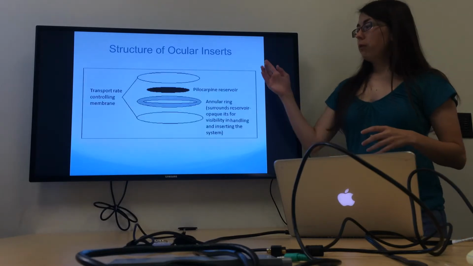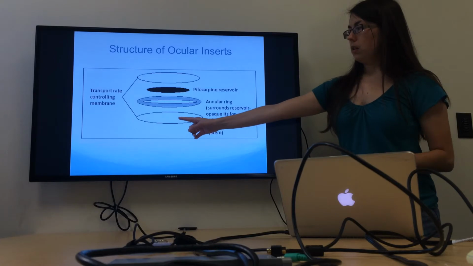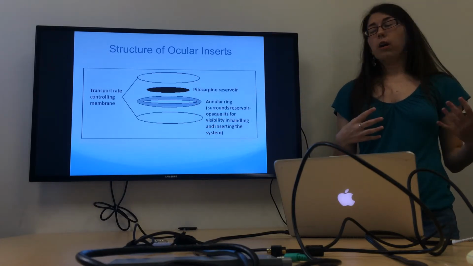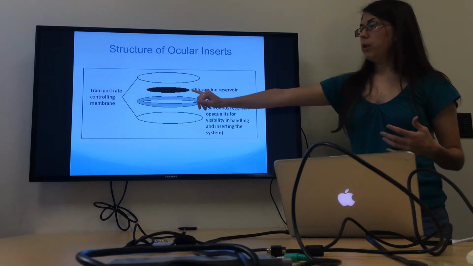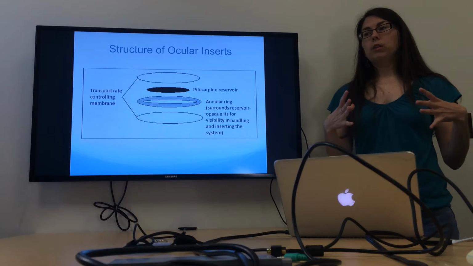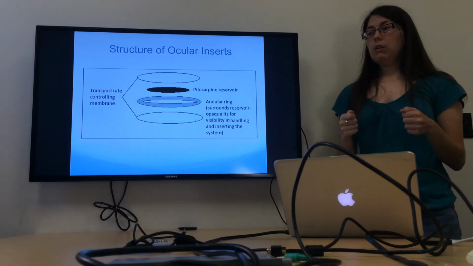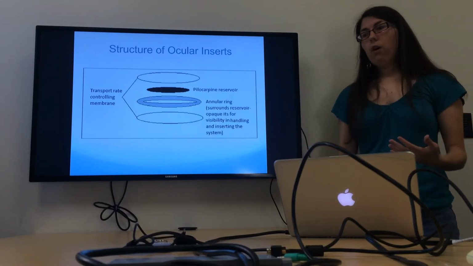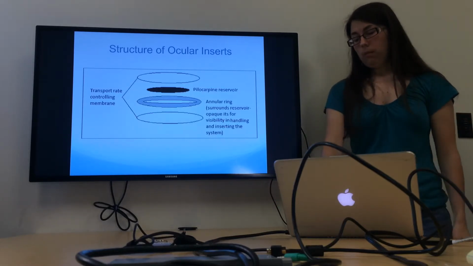Okay, so the structure of ocular inserts. You have these membranes on the outside, and that is what controls the release of the drug. You have the reservoir, which is where the drug is actually at, and you have this annular ring that surrounds the reservoir, and it makes it so the doctors can see the insert, so they can actually put it in your eye and not have it fall and drop on the table, and you don't know where it is anymore.